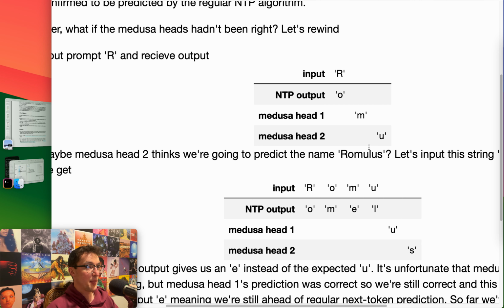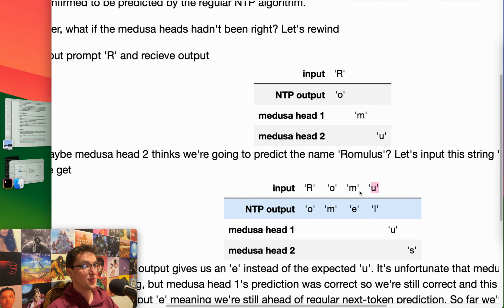So what happens if it's wrong though? What happens if the Medusa heads are incorrect? Well, input R, NTP gives us an O. Let's say Medusa head one is correct, gives us an M. Medusa head two is wrong, gives us a U. Maybe it thinks NTP is going to give the name Romulus, for example, right? What we do is we take this R-O-M-U and we input it, and we get as an output O-M-E. So next token prediction said, nope, you were wrong, this U was incorrect, it actually is an E, right? Keep in mind, because we input it with a U, it's going to see ROMU, and it actually will think Romulus, and so will the rest of the heads, right? But we notice this incorrect E, not a U, is a red flag where our algorithm kind of stops and checks that, right?